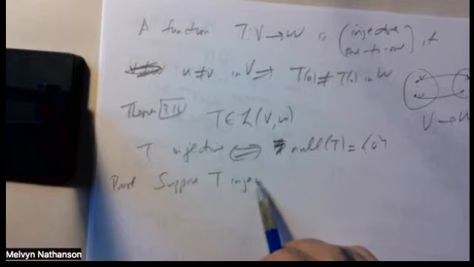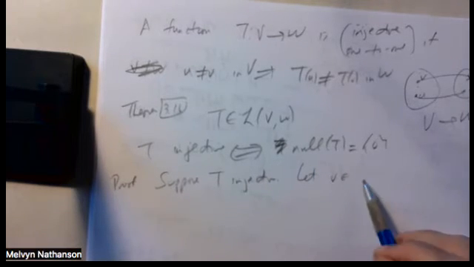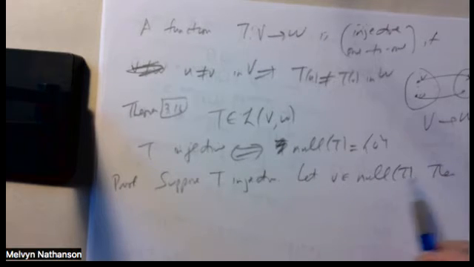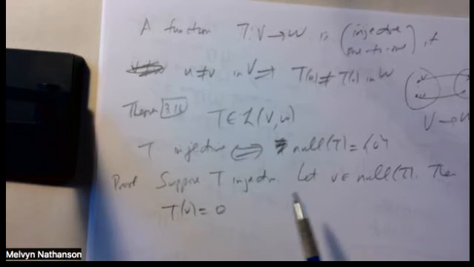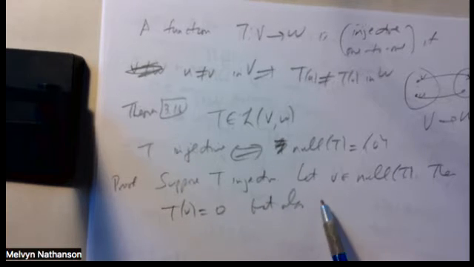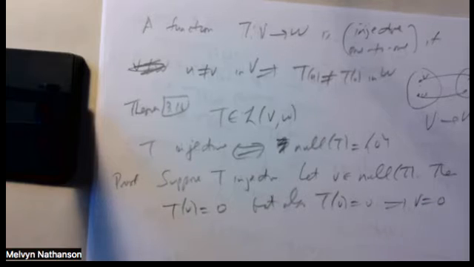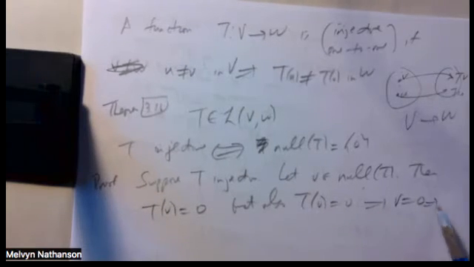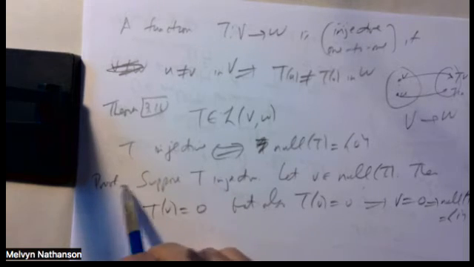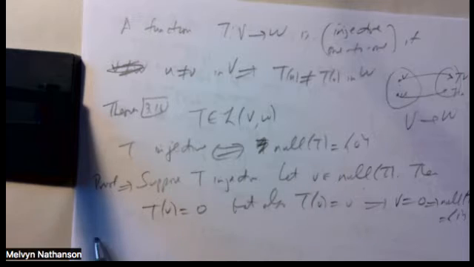So suppose T is injective, let V be in the null space of T. Then T of V is zero. But also T of zero is zero. So if T is injective, if V gets sent to zero and zero gets sent to zero, then V equals zero. You can't have two different vectors getting mapped to the same vector in W. So the only vector in the null space of T is zero. So that's the proof going from left to right. If T is injective, then the null space is zero.